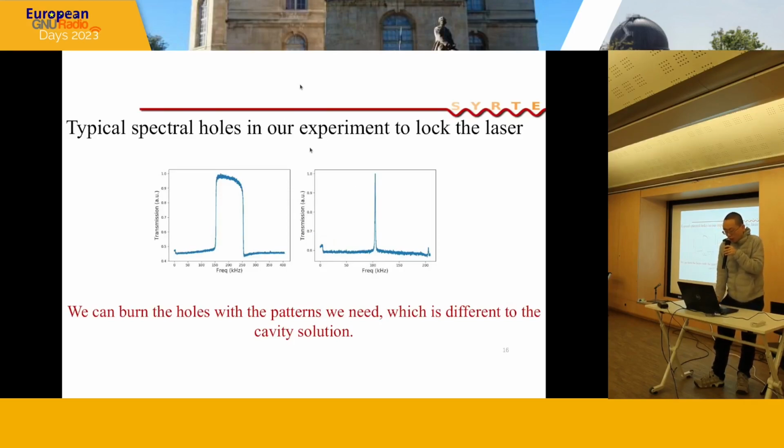And here are some typical spectral holes in our experiment to lock the laser. Here is the broad spectral hole, and here is the narrow spectral hole we use to extract the phase change information. The broad hole is used to put a reference or monitor laser modes in. I will introduce them later. So we can burn the holes with patterns we need, which is different from the cavity solution. For the cavity solution, the transmission peaks are fixed.